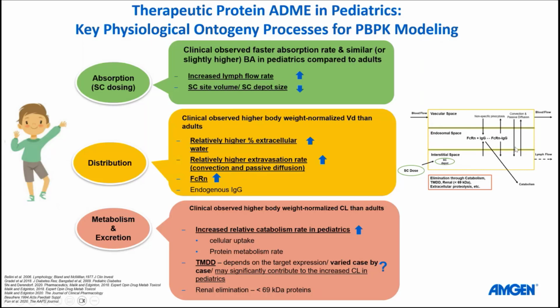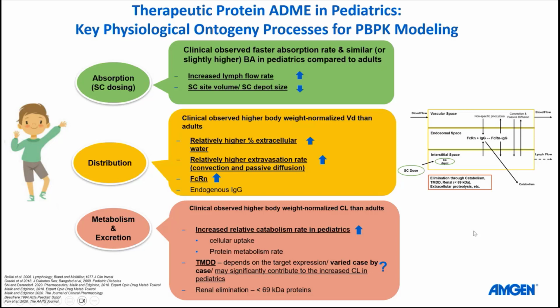Basically, the drug tends to distribute to the interstitial space through convection and passive diffusion. And in this specific model, we have also included FcRn ontogeny, and this is from a published manuscript from Certara.